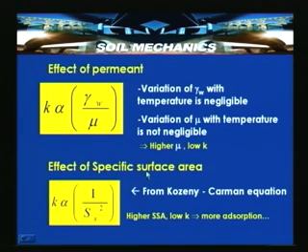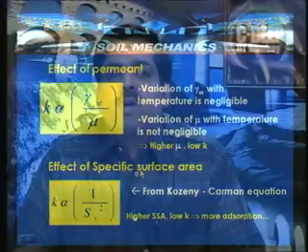Now the effect of specific surface area. In the Kozeny-Carman equation, K is proportional to 1 by Ss square, so the higher the specific surface area, the lower the permeability. Depending upon the type of mineral, for example kaolinite, montmorillonite and illite, kaolinite has a lower specific surface area compared to montmorillonite. So, soils with montmorillonite can have low permeability compared to soils with kaolinite. Similarly, quartz, which has very low specific surface area, exhibits very high permeability.